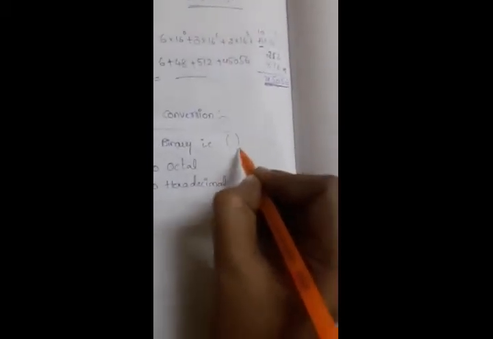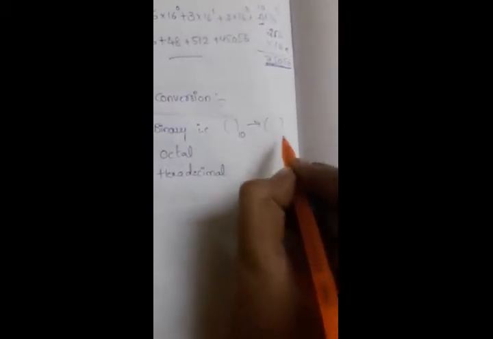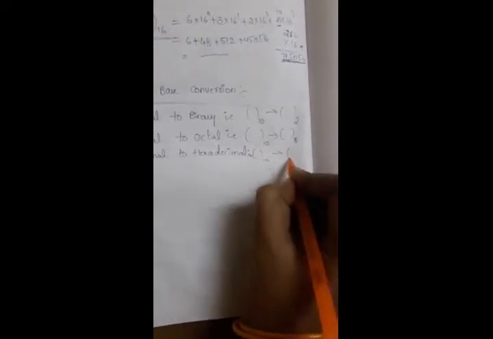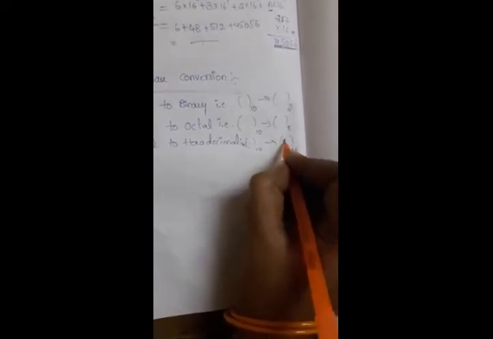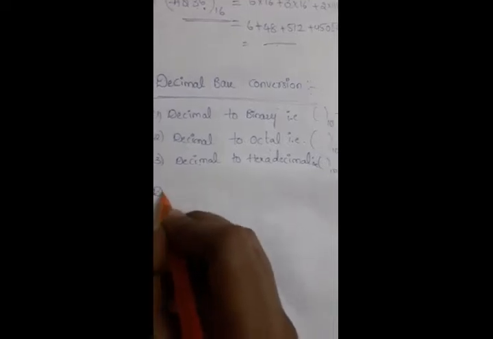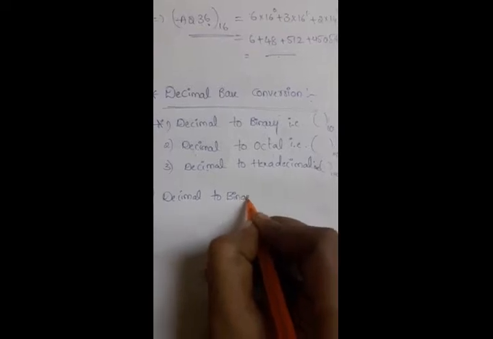So I am writing here. Decimal to binary, that is nothing but we are converting base 10 to base 2. What is the meaning of decimal to octal? That is base 10 to base 8. And here also, decimal to hexadecimal is nothing but we need to convert base 10 to base 16. Okay, so now we'll discuss that one by one. The first one is decimal to binary. That means we need to convert base 10 to base 2.